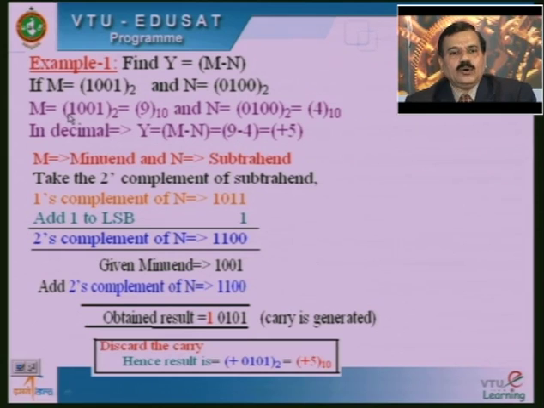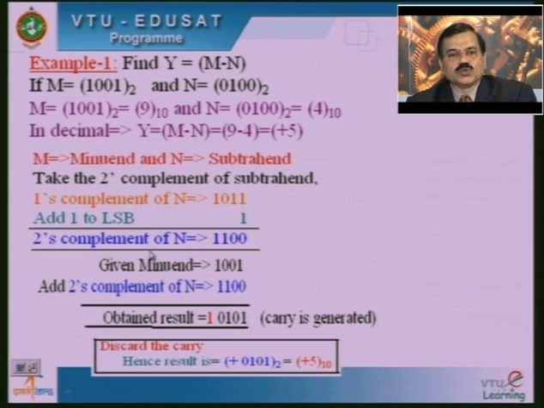So the equivalent value of m in binary and decimal are given here. It is equal to 9. The n value which is given in binary can be read as 4 in decimal. So if we are going to conduct the operation y is equal to m minus n, in decimal it is 9 minus 4, the result is plus 5. The m is taken as minuend and n is taken as subtrahend, say, and take the 2's complement value of the subtrahend. Then the 1's complement of subtrahend n is written as 1 0 1 1 and 1 must be added to the LSB of that number.